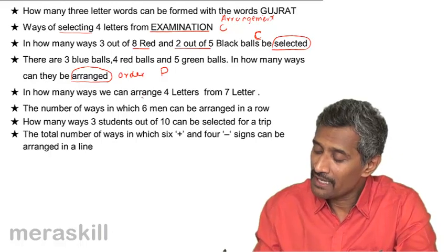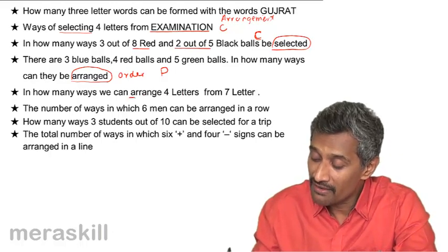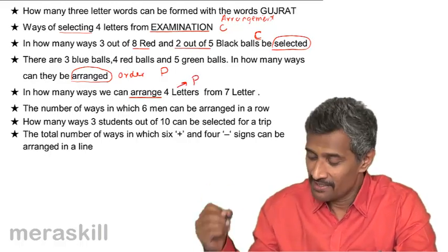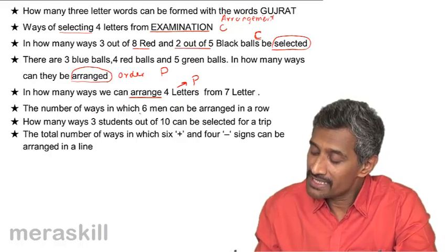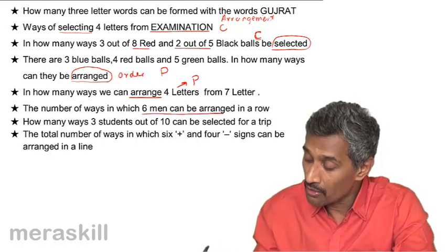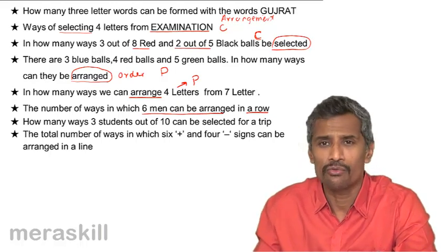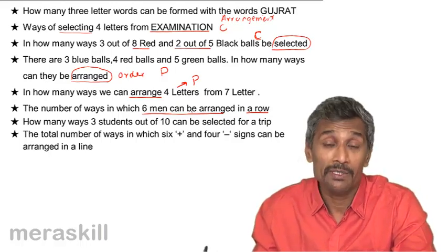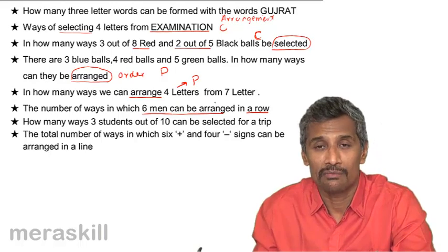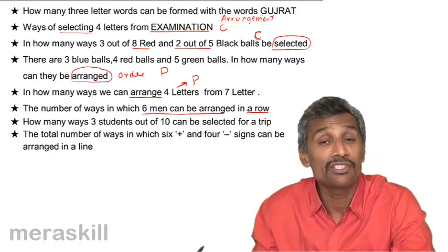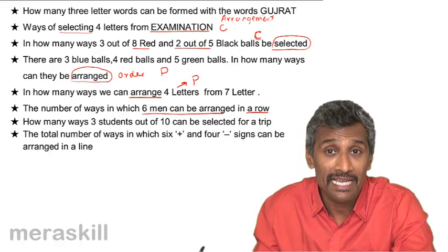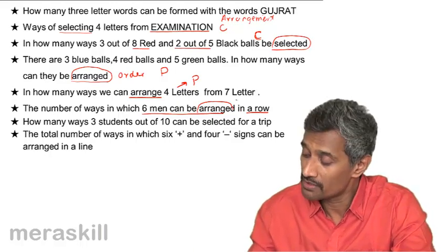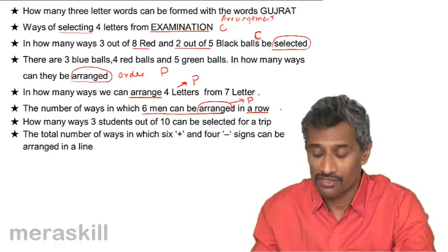In how many ways can we arrange 4 letters out of 7? Again, we have a case of arrangement. So if it's an arrangement, it has to be a permutation, right? The number of ways in which 6 men can be arranged in a row. This could be a row for a photograph, or a row for handing over awards or medals. Maybe the person who gets the gold medal stands first, then the silver and the bronze and the various other ones. So the 6 men who have been selected have to be arranged in a particular manner. The moment you have arrangement, order is important. So definitely this is a permutation.